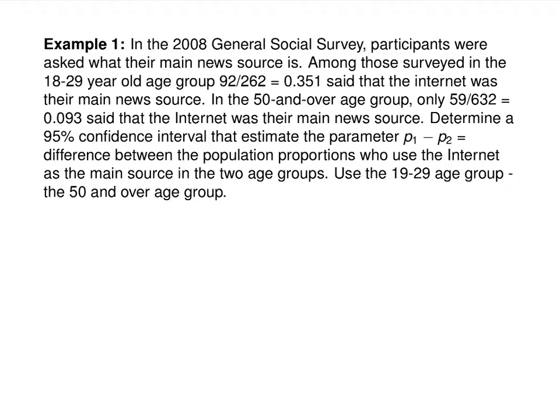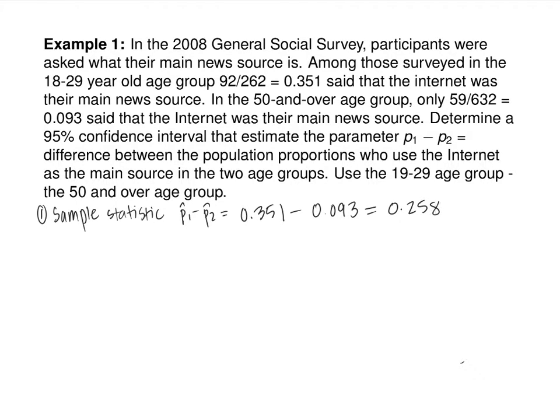Okay, so your first step is to find your sample statistic. In this case, that's P1 hat minus P2 hat. So P1 hat is the proportion who use the internet in the 18 to 29 group. That's 0.351 minus the other age group, which is 0.093, or 0.258.